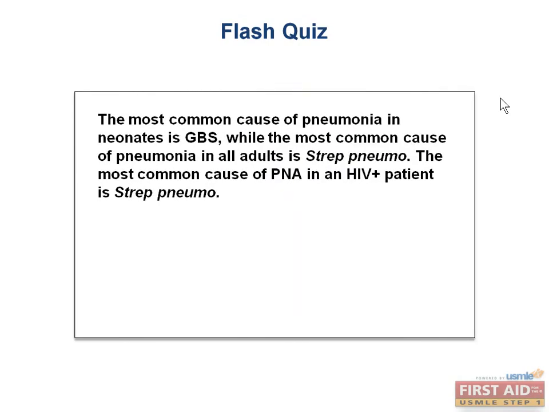Okay, so the most common cause of pneumonia in neonates is GBS, while the most common cause of pneumonia in all adults is strep pneumo. The most common cause of pneumonia in an HIV-positive patient is still strep pneumo.